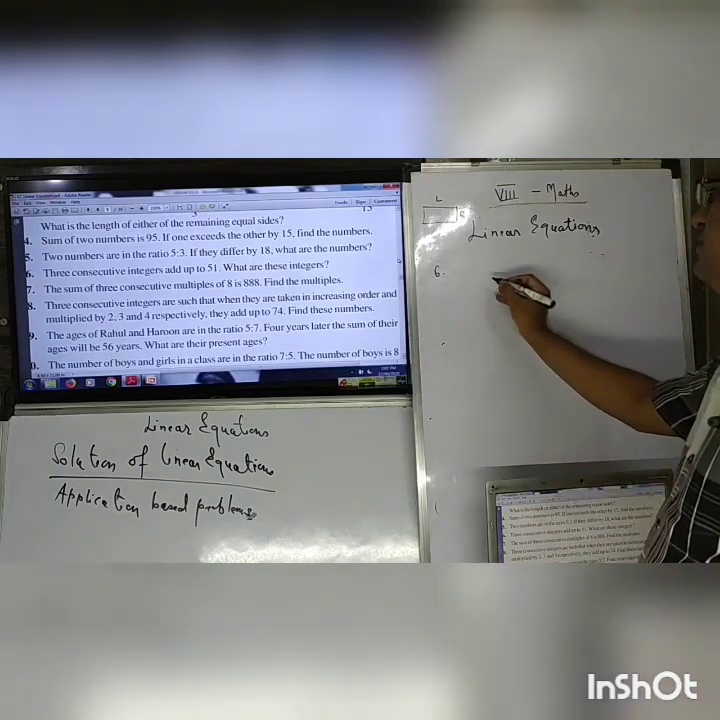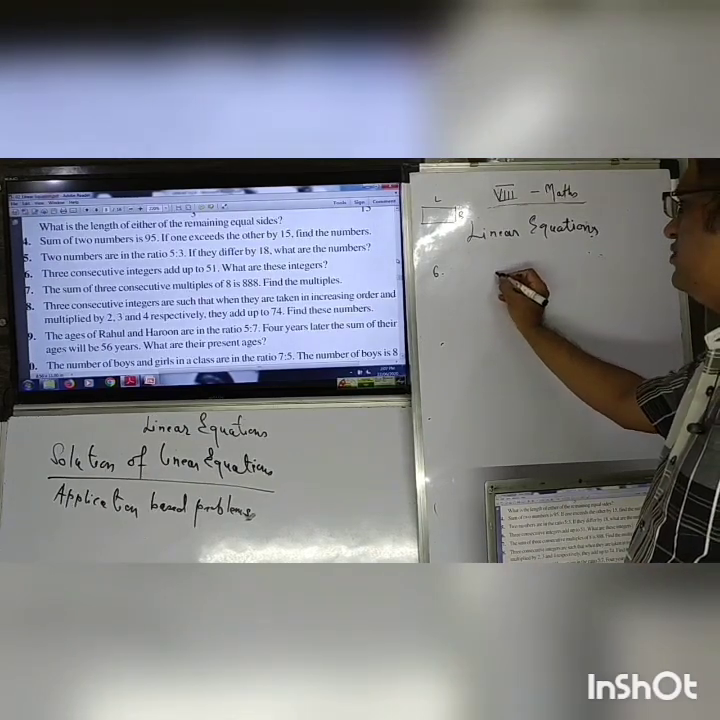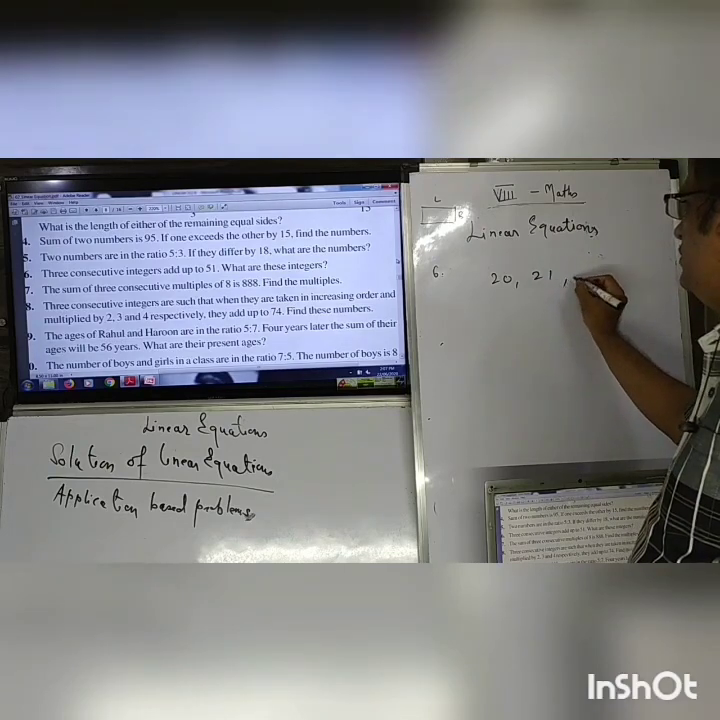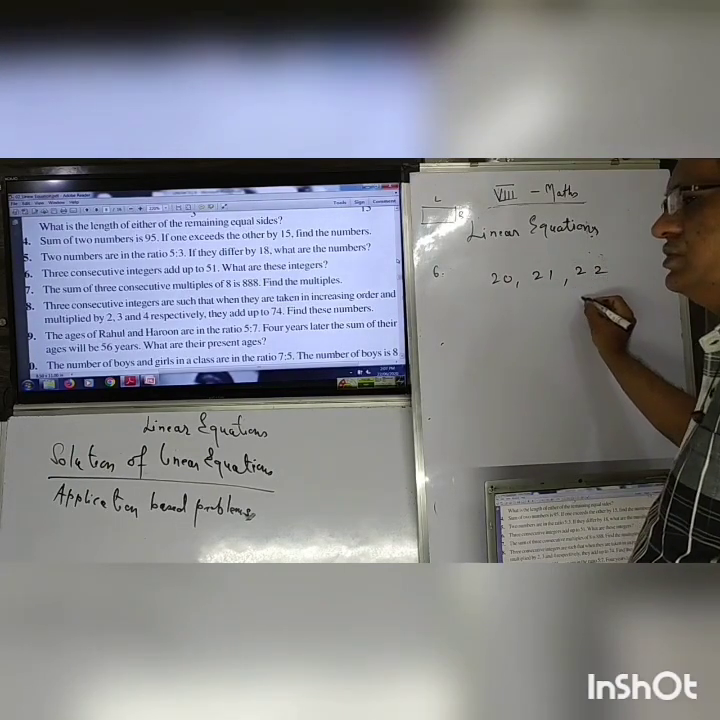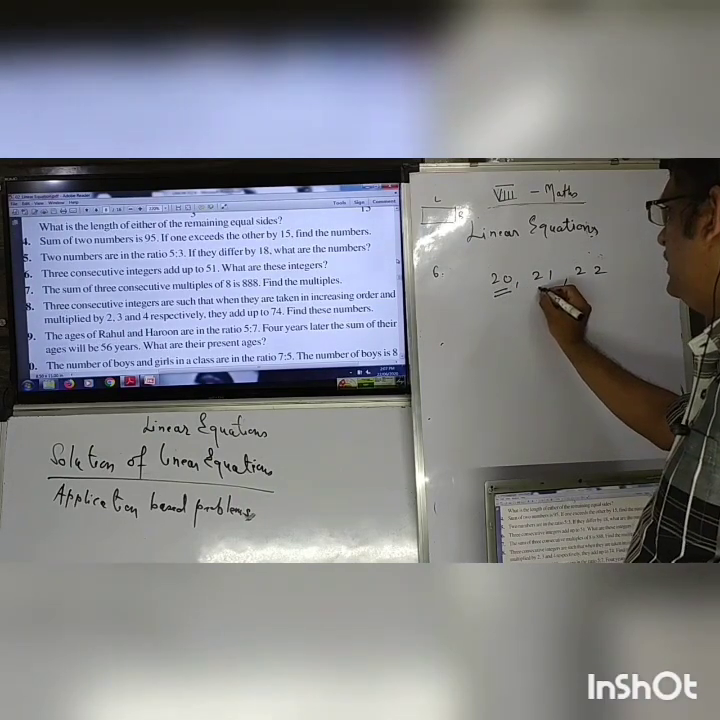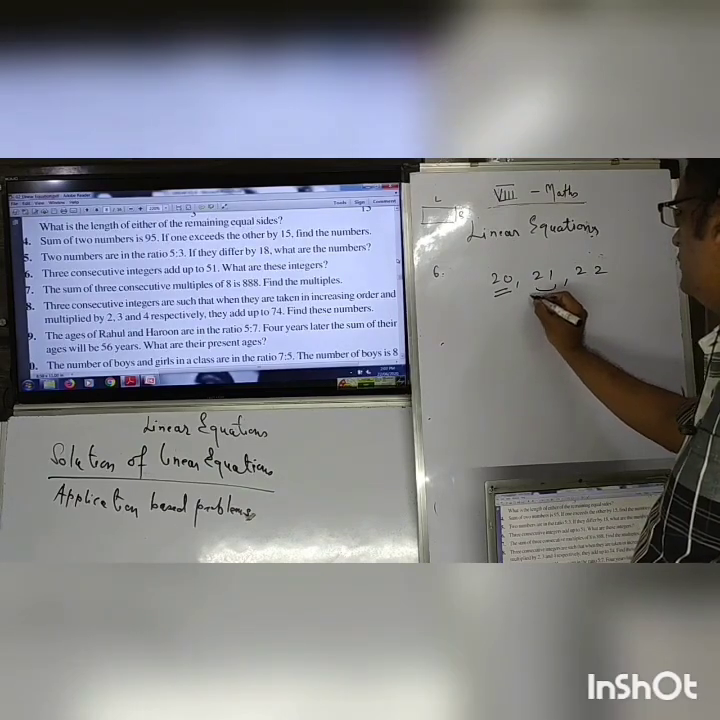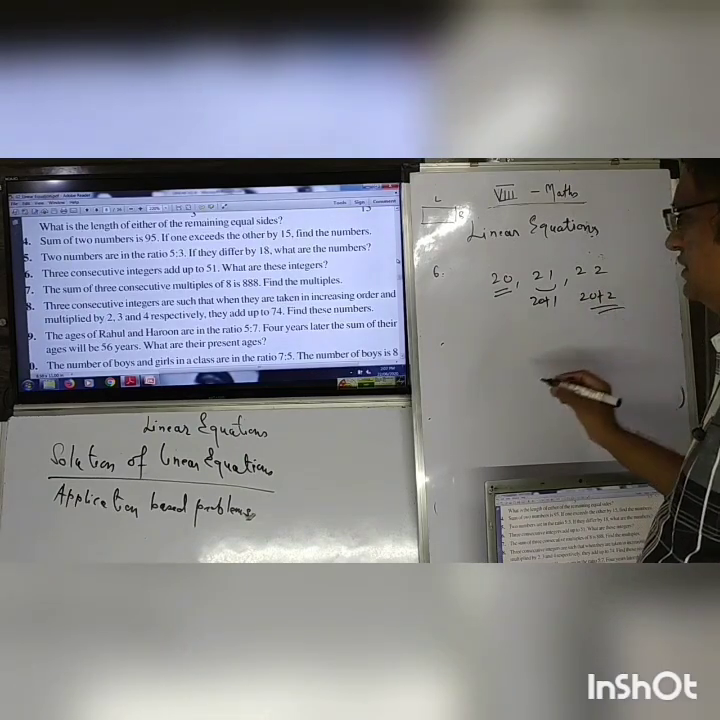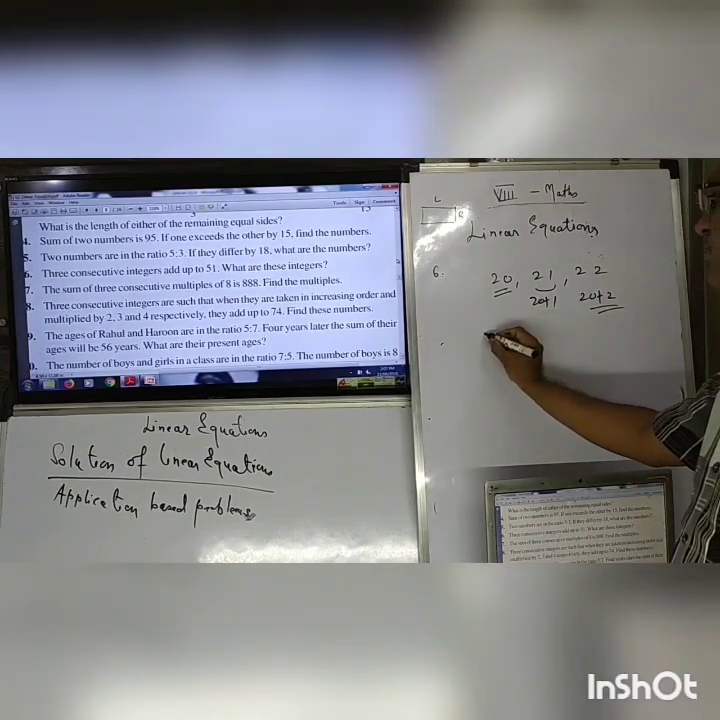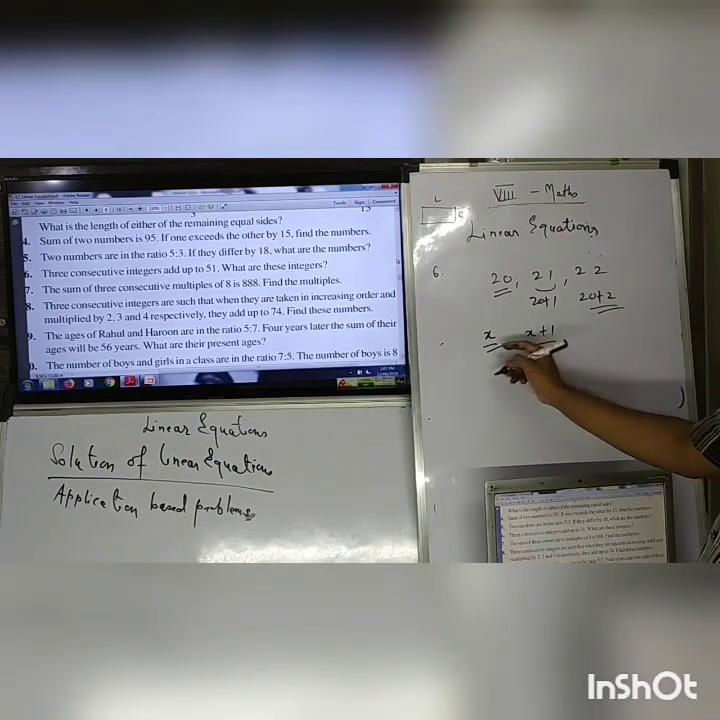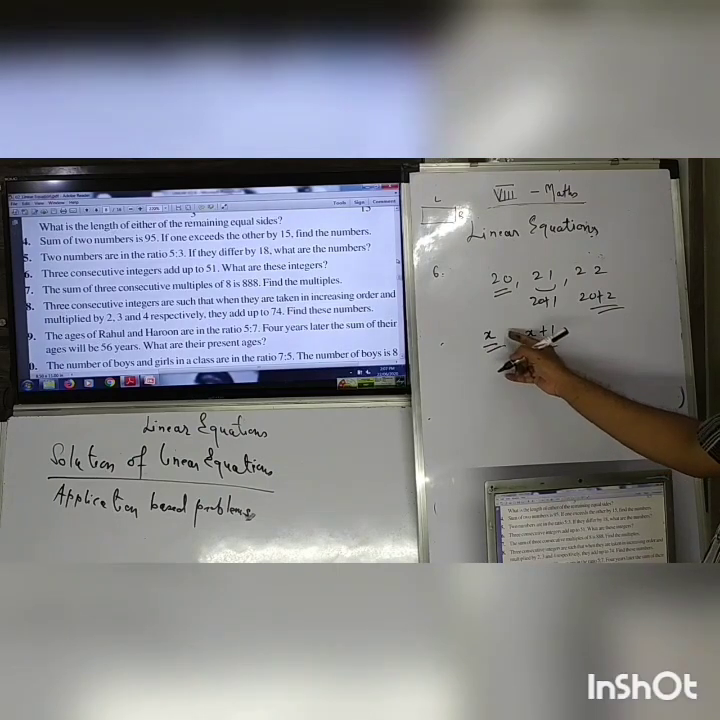Now, three consecutive integers means, let us say one example, suppose we take 20, then the next consecutive integer is 21, the next is 22. So one integer is 20, then we have to add one to get another: 20 plus 1 is 21, and 20 plus 2 is another integer. So if we take one integer as x, then another integer is x plus 1, obtained by adding 1 to this integer.